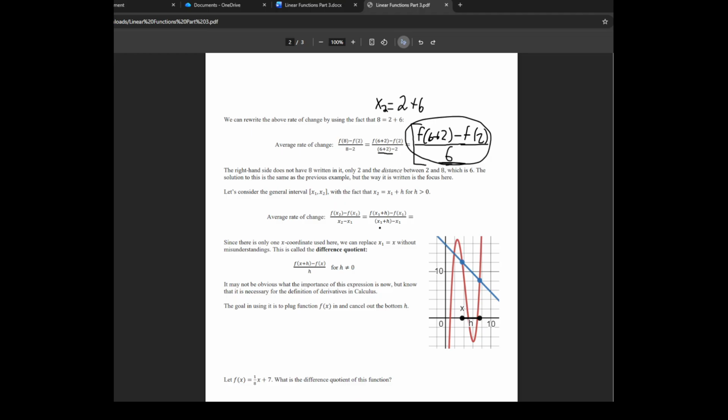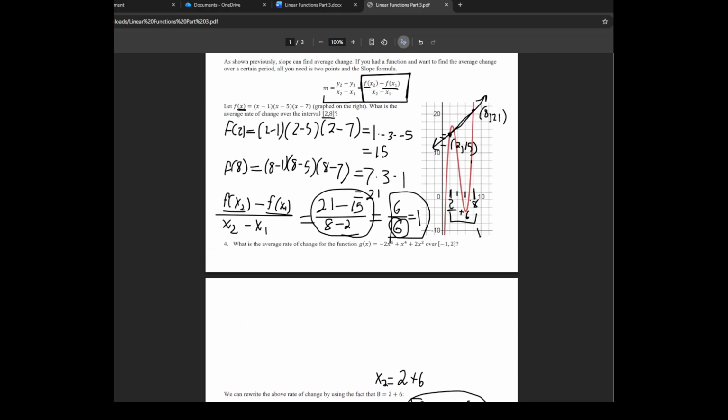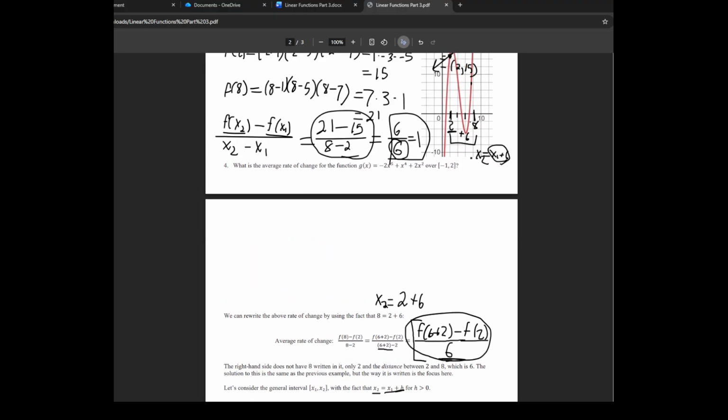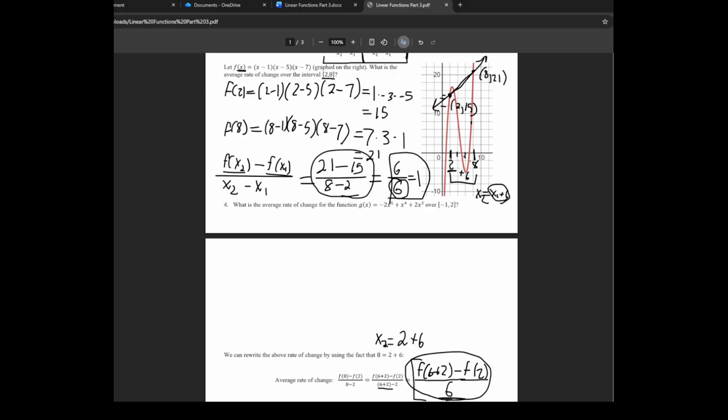And so instead of writing x2, we know that x2 is your original x plus some value h. In this case, x2, or 8, was x1 plus 6. And we're just going to rewrite it like that. Instead of plus 6, it's plus h. So if we had x2 was 10, and we were looking at the output there, it would be x1 plus 8. Again, h could be any number, whatever the difference between your x2 and x1 is.